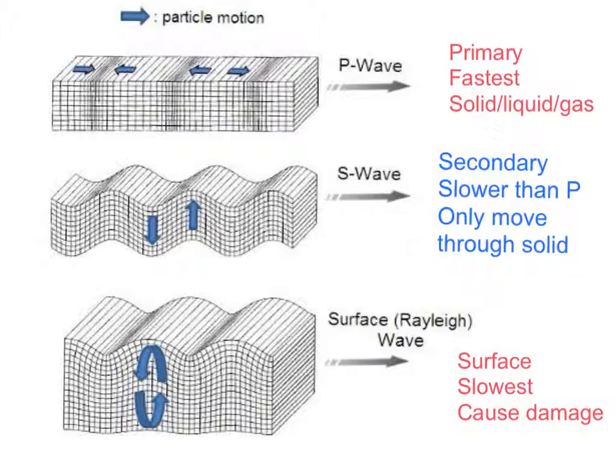The third wave, or for us the most important wave, are the surface waves. They're the slowest, and these are the waves that cause the damage from an earthquake. Okay, so they will end up rolling through the ground. They can roll up and down, causing the Earth's surface to shake and move up and down, or they can go side to side. So they can cause the ground to move left and right underneath you.